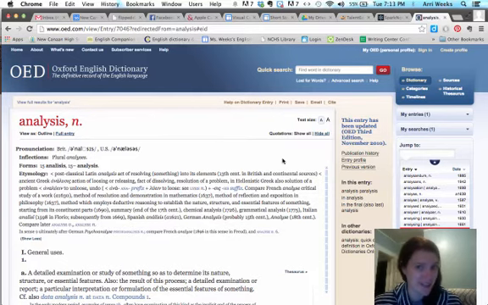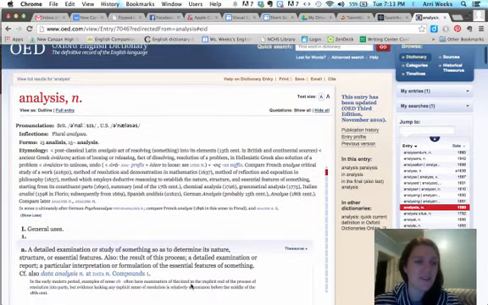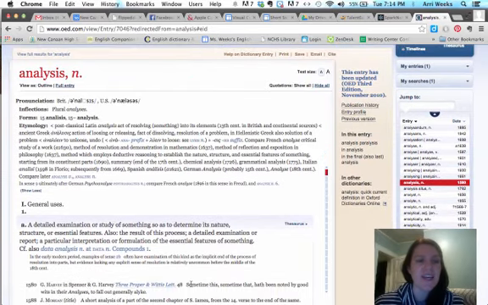So when we talk about analysis, I thought it would be helpful to look at the official English dictionary's definition of it. If we look at this first definition, it says it's a detailed examination or study of something so as to determine its nature, structure, or essential features. It's also, as a result of this process, a detailed examination or report, a particular interpretation or formulation of the essential features of something. So there's 2 things at work here.